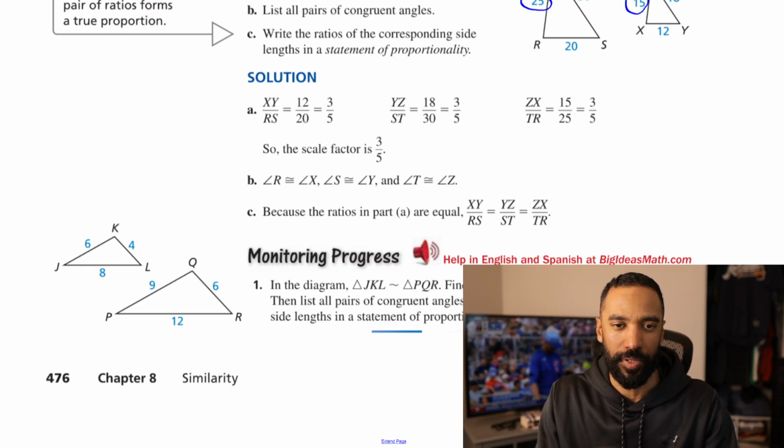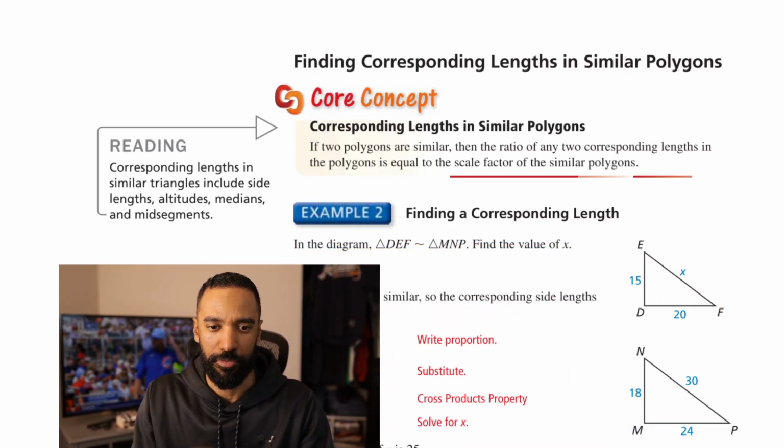There's another example that I will leave for when we do our own problems. I should probably move myself over here.